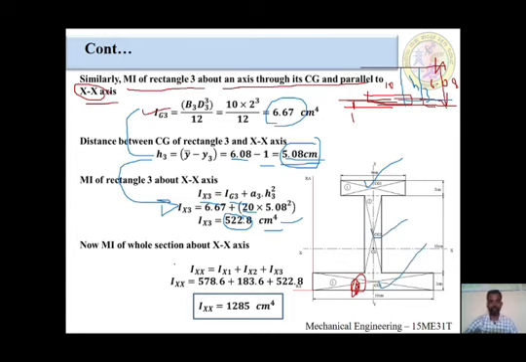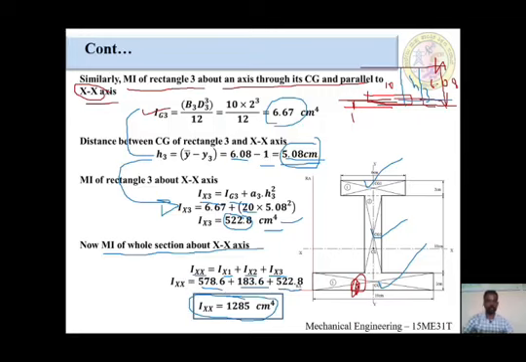After calculating the moment of inertia of the first, second and third components individually, we have to sum all those values. We will get the whole section about the x-axis. Ixx is equal to Ixx1 plus Ixx2 plus Ixx3. Ixx1 is 578.6, Ixx2 is 183.6 and Ixx3 is 522.8. The total for the whole section about the x-axis we got is 1285 centimeter raised to 4. I think you understood this I section very well.